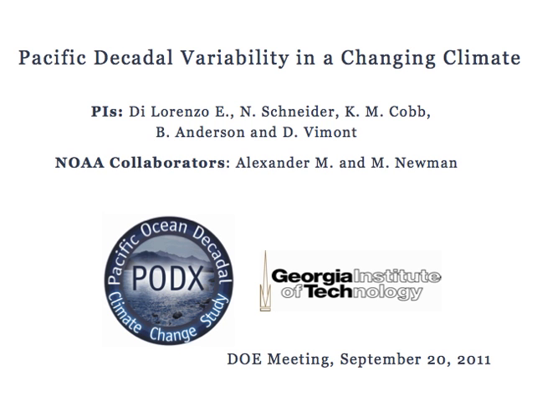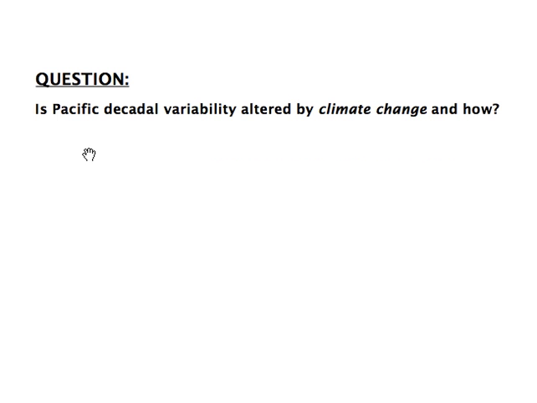Good morning. I'm Emanuele Di Lorenzo from the Georgia Institute of Technology, and the short title for my project is Pacific Decadal Variability in a Changing Climate. This is work with co-PIs Niklas Schneider, Kim Cobb, Bruce Anderson, and Dan Bymont, and NOAA collaborators Mike Alexander and Matt Newman. Central to our proposal is the question, is Pacific decadal variability altered by climate change, and how?